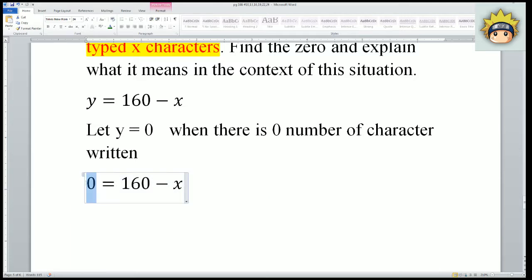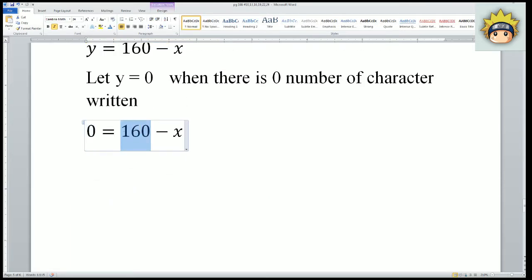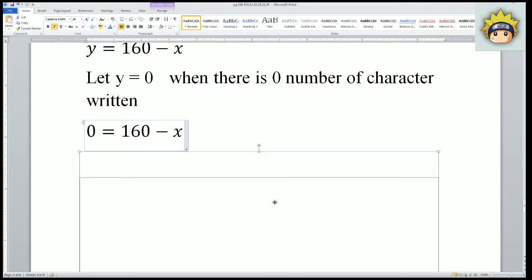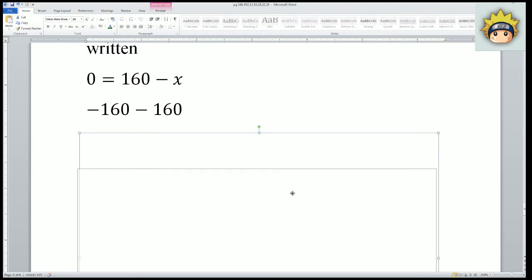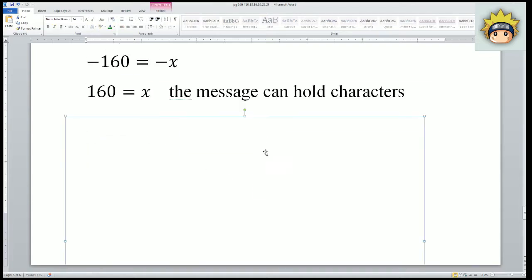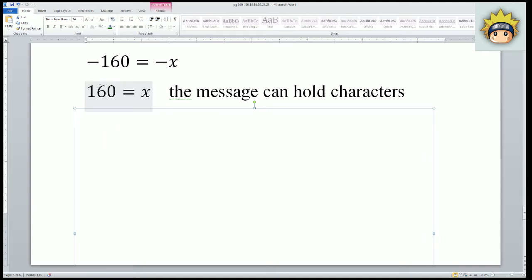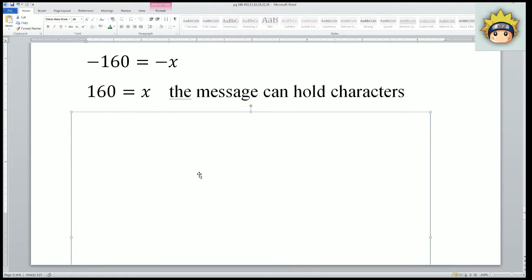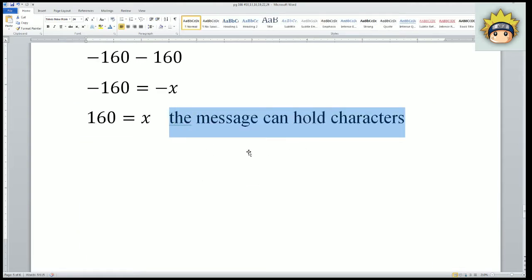Plug in 0 for y, solving for x, so we have to subtract 160 from both sides. Then you should have simplified to negative 160 equals negative x. x is not alone because there is still this negative, so we're going to divide both sides by negative 1. So you have x equals 160. What does x represent? The x represents the characters the message can hold.